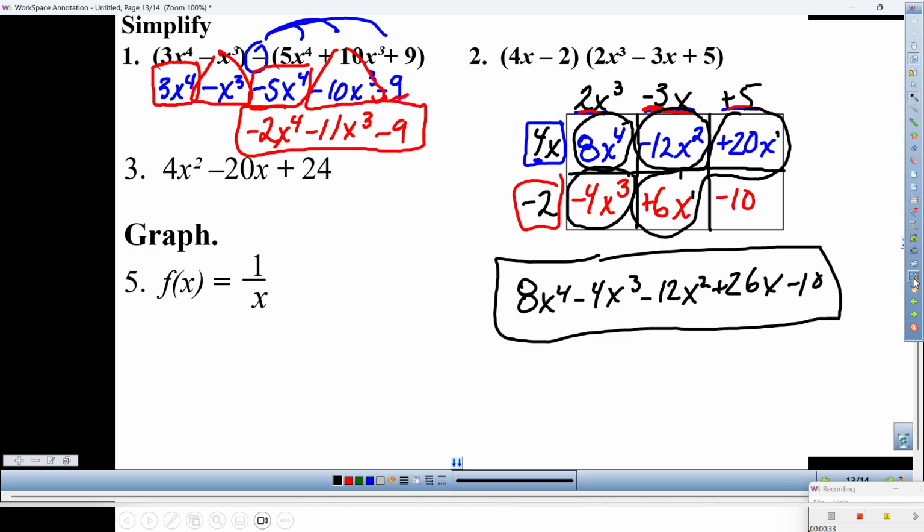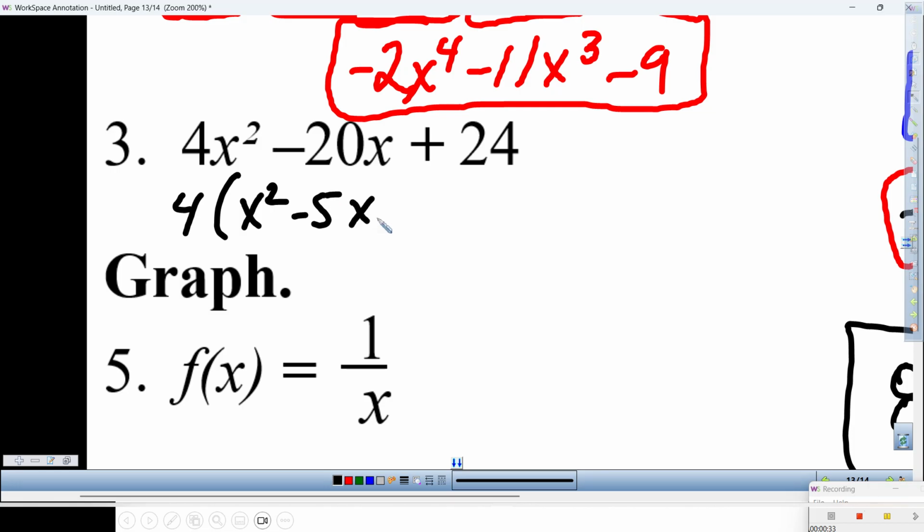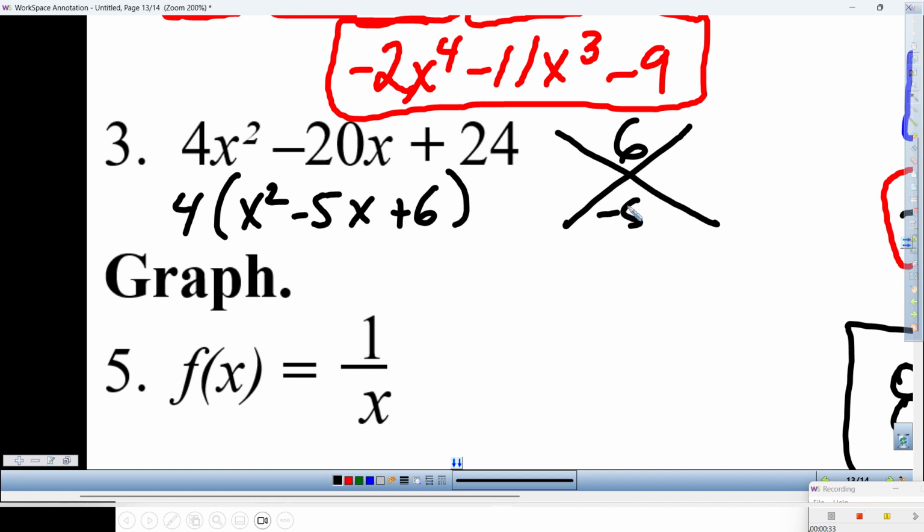Let's see, looks like Gio's already done with number 3. But since it's Monday, I'm going to go over this one. What is the GCF, guys, for number 3? 4, that leaves us with x squared minus 5x plus 6. However, inside of the parentheses, the 6 and negative 5.